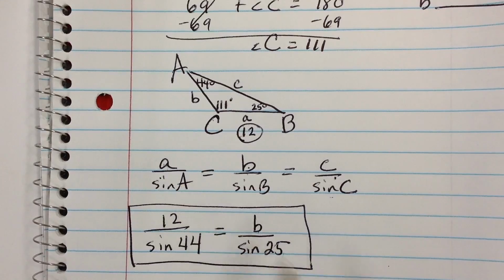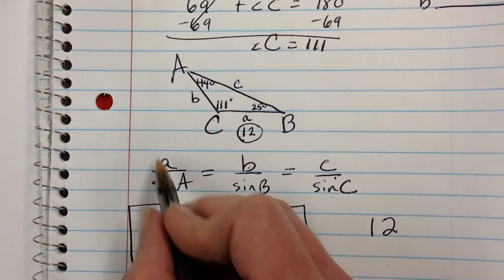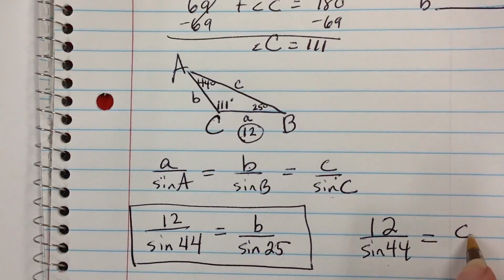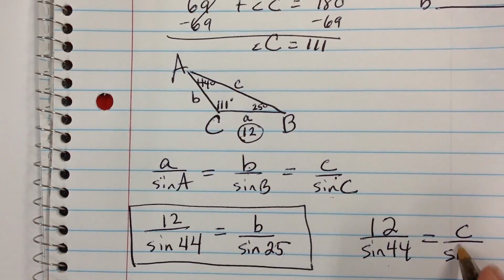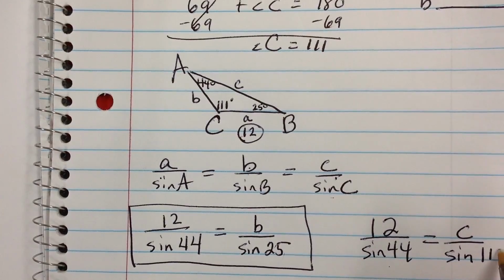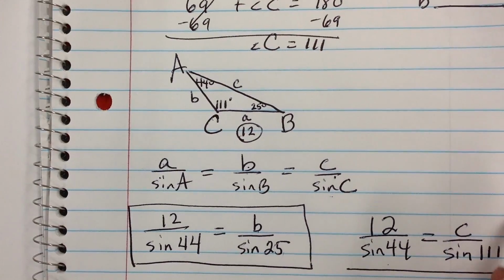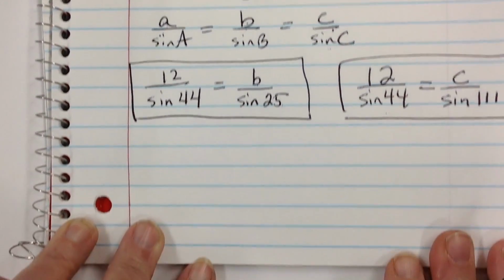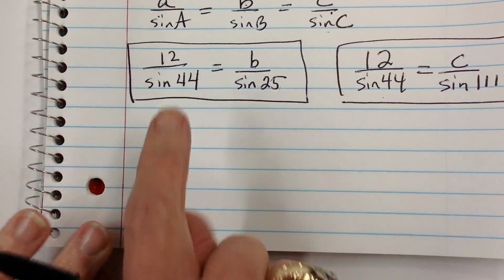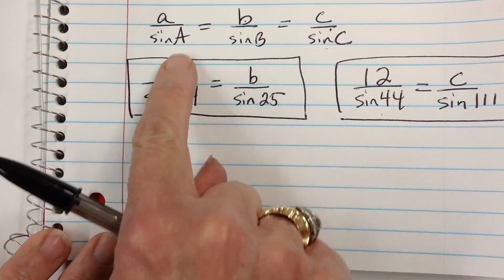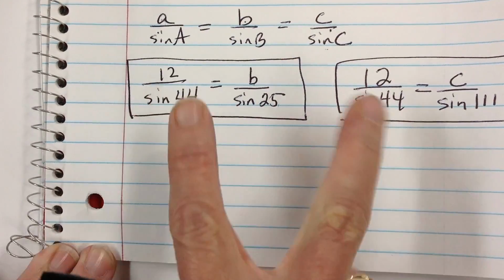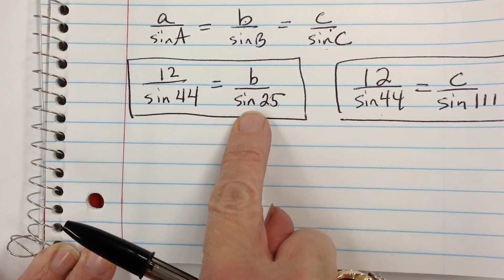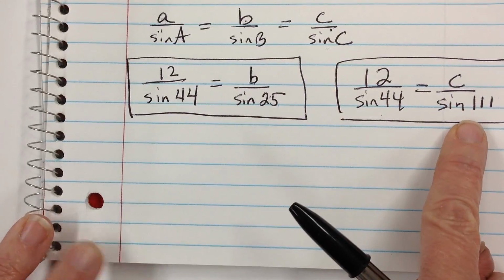So I'm going to go ahead and set up another proportion using my A's because I have both A's. 12 over sine of 44 equals c over sine of capital C, and capital C is 111. So there is my second proportion that I will use to find c. Again, I use the A's because I knew both of these. I use the A in both of the proportions. And then here I'll be solving for b, here I'll be solving for c.